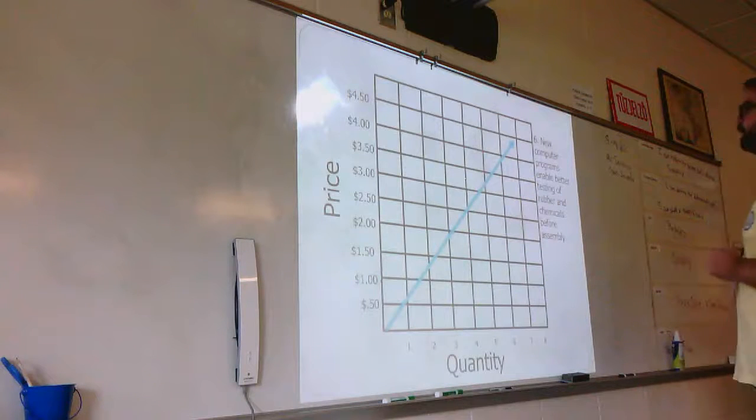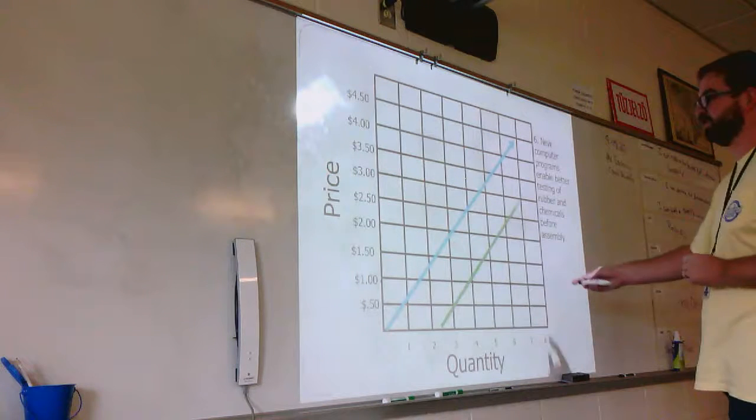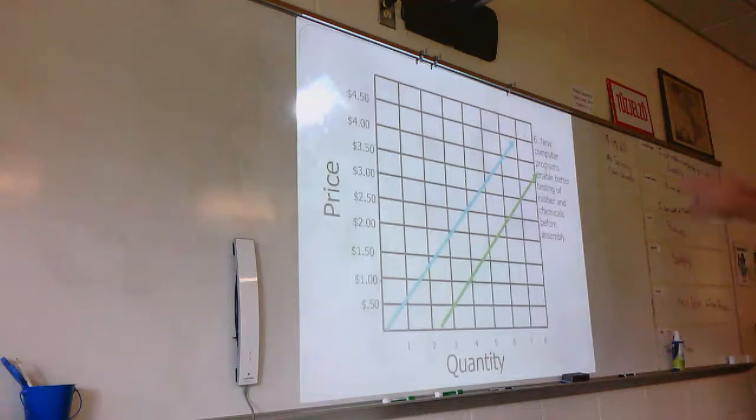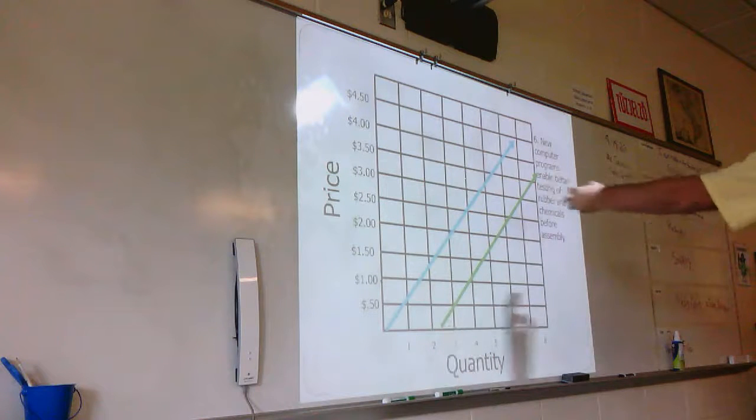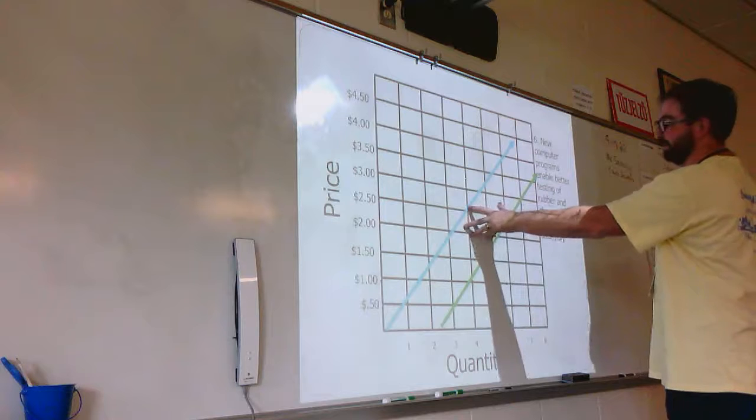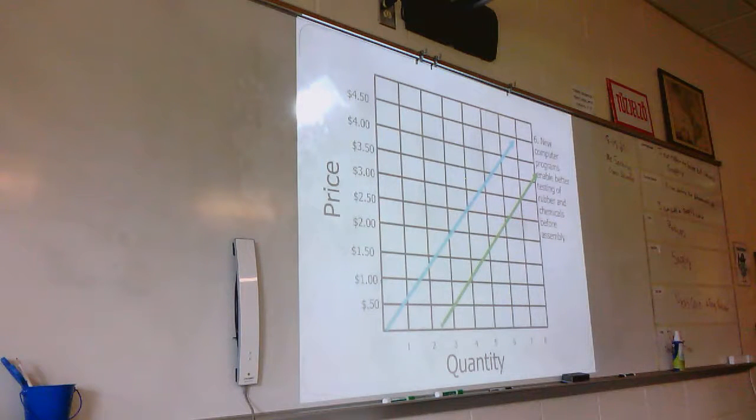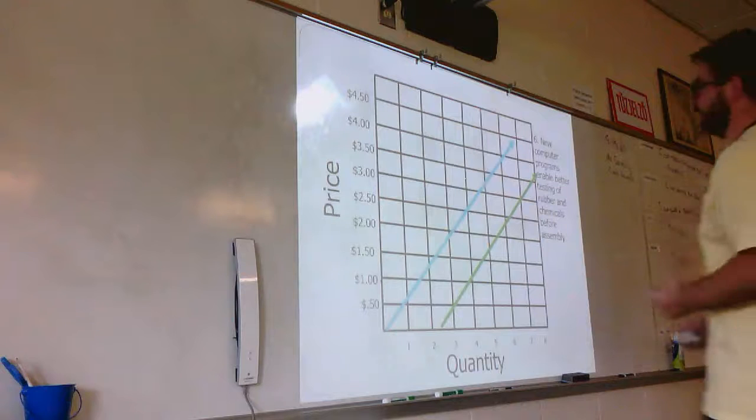All right, new computer programs enable better testing of rubbers and chemicals before assembly, right? So if we've got better technology now, that's going to increase our supply of these shoes, because now we don't need people to make it as much anymore. We've got technology that can do it instead. If you look at Henry Ford and the assembly line, this is kind of the idea behind it. By getting this new technology, he was able to mass produce vehicles.